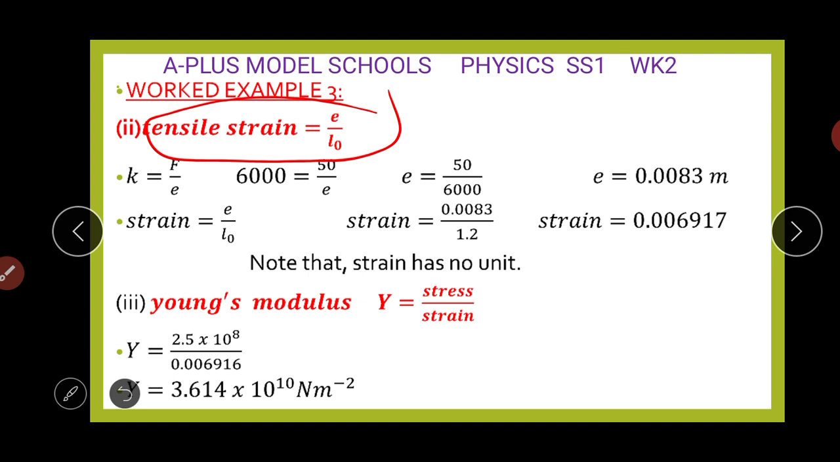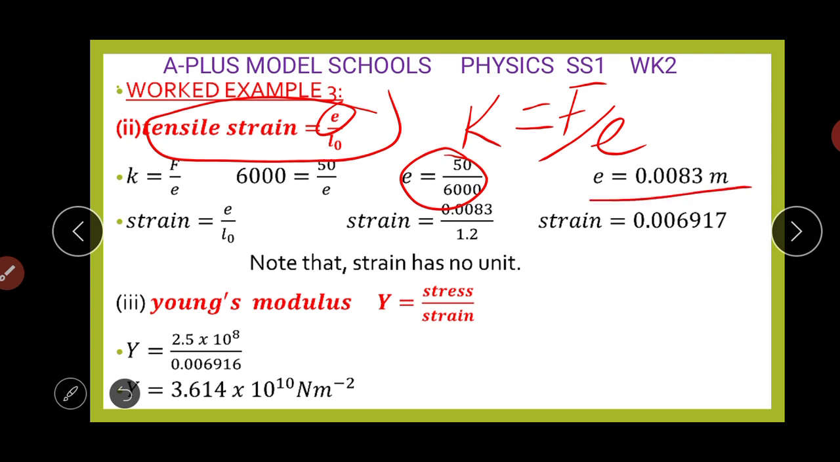And we are given K to be 6,000. We are given the force to be 50. So we can get the extension there, from the relation that says K equals F over E. That is force, Hooke's law. Hooke's law said that force is directly proportional to E, and F equals KE, and K equals F over E. So we get our E out, because we need to know the extension before you can find the strain. So our extension is this.